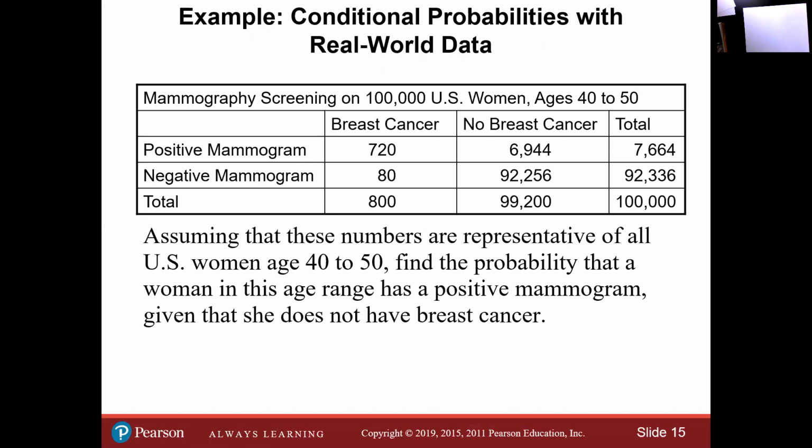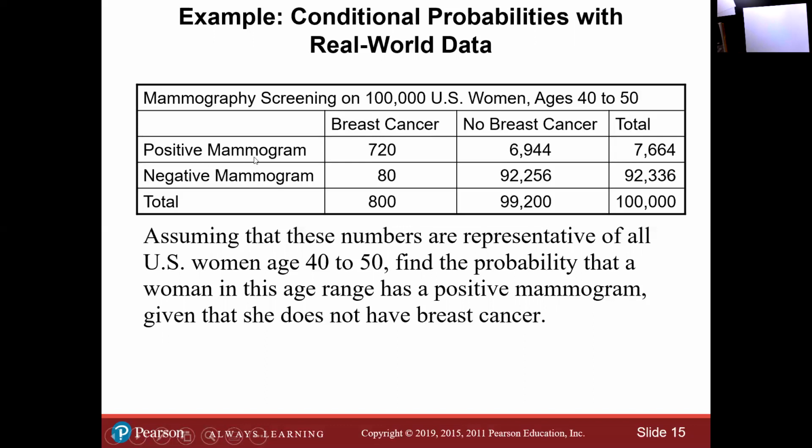Now these table problems are very common. So here we're looking at 100,000 mammogram screenings: breast cancer, no breast cancer, positive mammogram, negative mammogram. So if you look at what's happening here, the positive mammogram means the test indicates that the patient has breast cancer. This at the top, breast cancer, means they actually did have breast cancer.